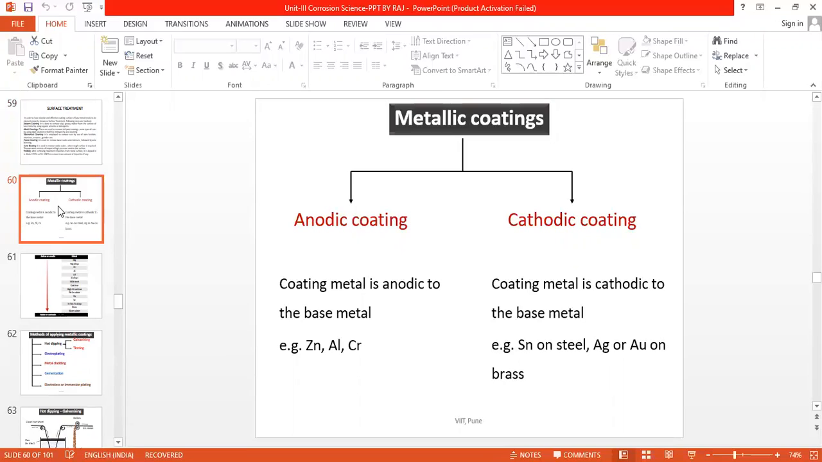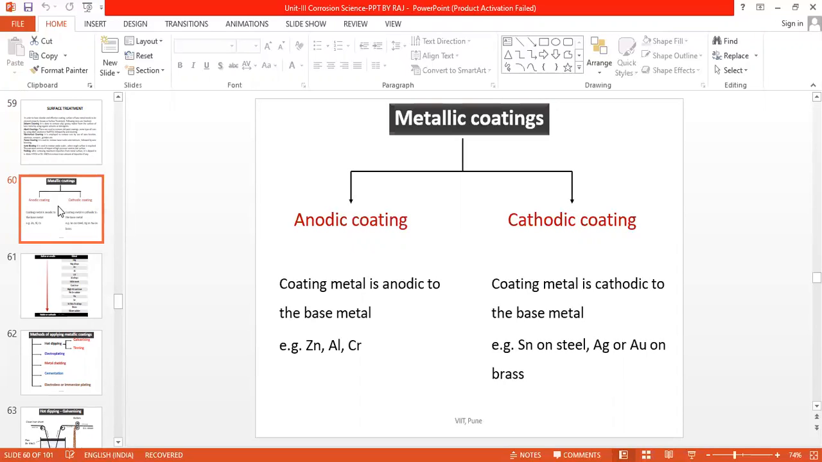We can apply the metal on the base metal to be protected, or we can apply the non-metallic material on the base metal to be protected from corrosion. So we have two types of coating, metallic and non-metallic coatings. But today we will discuss the application of metal on the surface of another metal, that is metallic coatings. Here we will define the two terms, the metal to be protected from corrosion as the base metal and the metal which is applied to protect the base metal as the coating metal. So we will use the term the base metal and the coating metal.